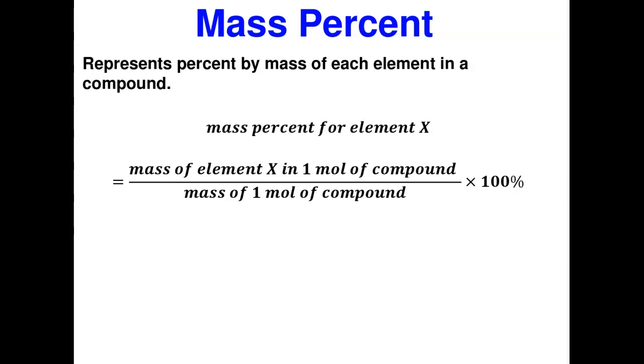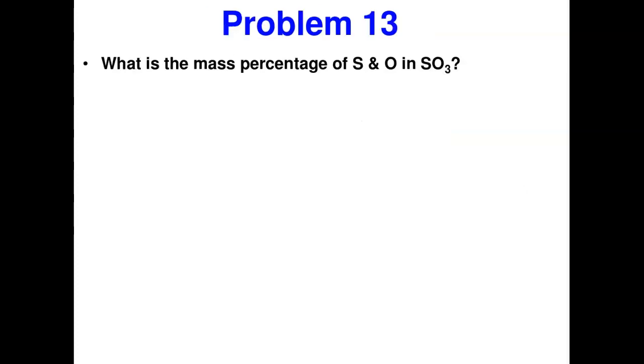Mass percent simply means the way we calculate the percentages of each element in a particular compound. Remember, 1 mole of a particular compound will weigh the molar mass or the formula mass of that compound. So if we get the mass of that particular element, like we have here, and divide it by the molar mass of that compound and multiply by 100, we're going to get the mass percent of that particular element. The best way to put this is to take some examples. Again, I'm coming back to my favorite, SO3. It says, what is the mass percent of sulfur and oxygen in SO3?